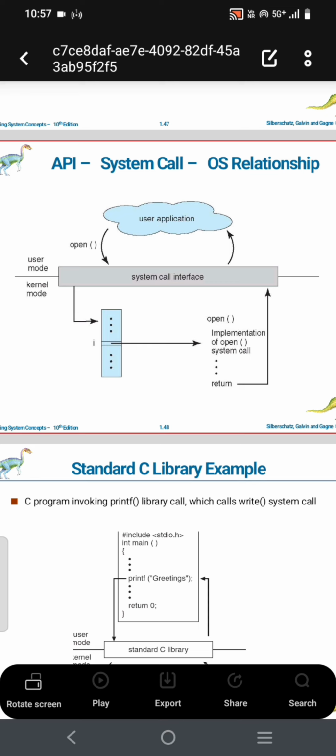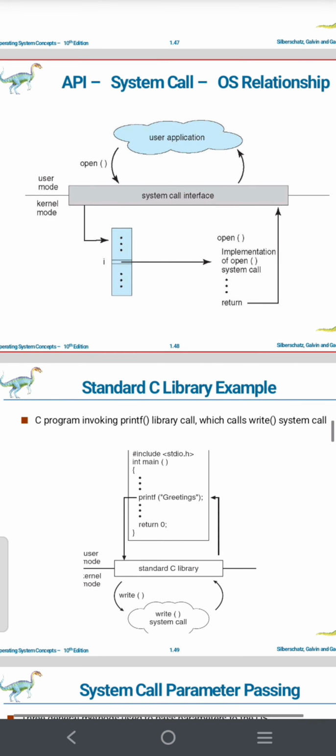The second step is the system call interface. The API does not perform the task directly. Instead, it communicates with the system call interface. The call is translated into a system call number I. The number is passed to the kernel using the trap instruction, which switches from user mode to kernel mode.